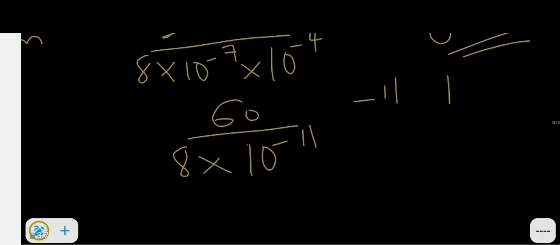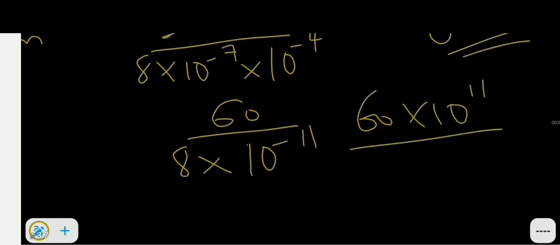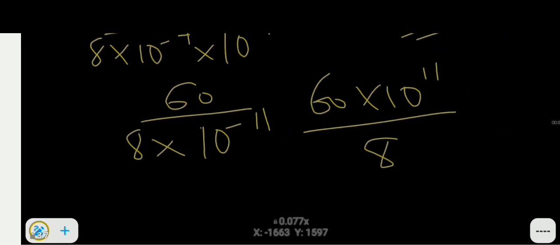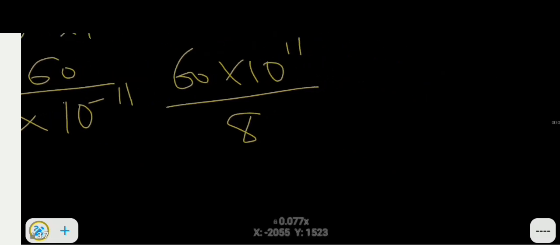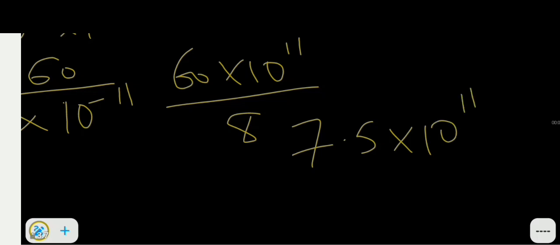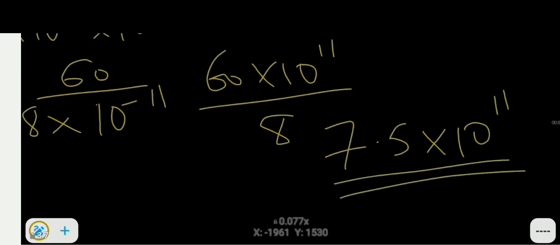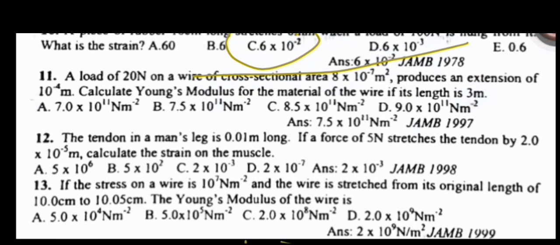Okay, so this will become 60 times 10 to the power 11. So no more minus anymore. Okay, divided by, then you have 8 at the bottom part. So all you have to do is divide these two together. 60 divided by 8, that will give you 7.5. Okay, so you have 7.5 times 10 to the power 11. So that's the Young modulus. So let's check it out in the option. So 7.5 times 10 to the power 11. So you can see it from here.